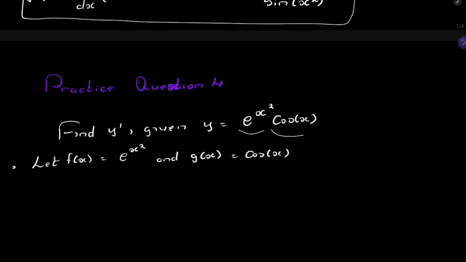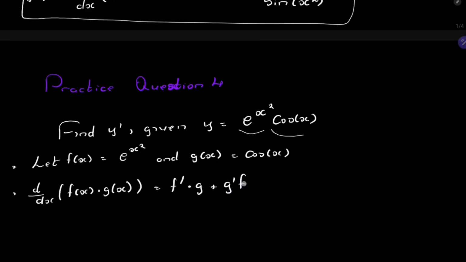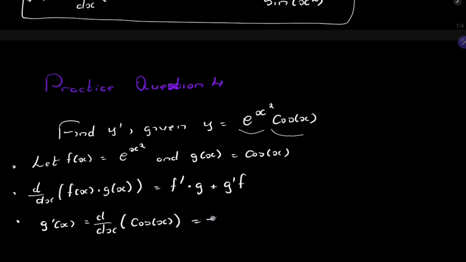And what does the product rule state? The product rule states that the derivative with respect to x of f of x times g of x is equal to f prime times g plus g prime times f. So all we need to do is find f prime and g prime. Let's start with g prime since it's much easier. G prime of x, which is the derivative with respect to x of g of x, our function cos x, is the function negative sine x, and that is all. Let's move on to f prime then.